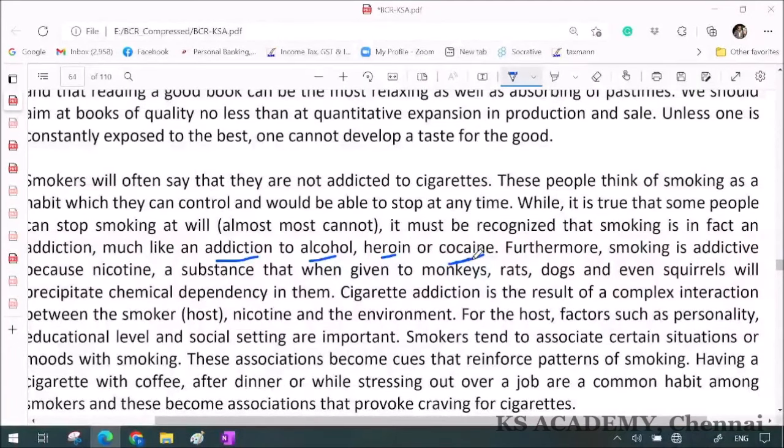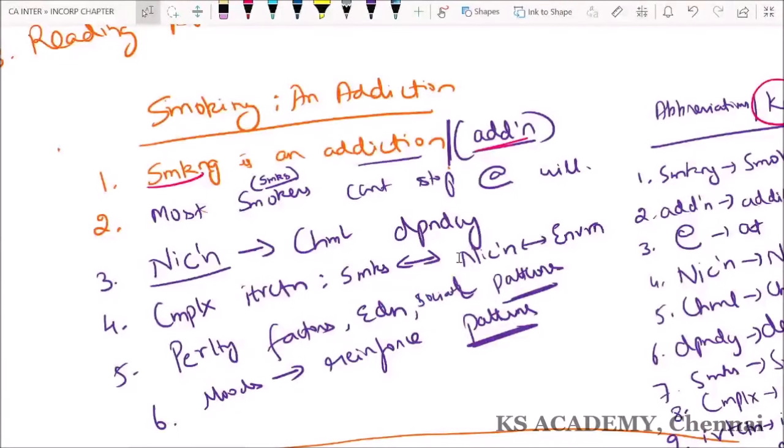You should cut out all the examples in a note. You should only write the relevant points. So how should you write it? See, smoking and addiction. Point number 1, smoking. Then I have reduced the word letters. So smoking is an addiction, or you can simply say ADDN if you want to. Most smokers can stop at will. For smokers, you can just make it SMKs if you want. Nicotine, I can make it NICN.